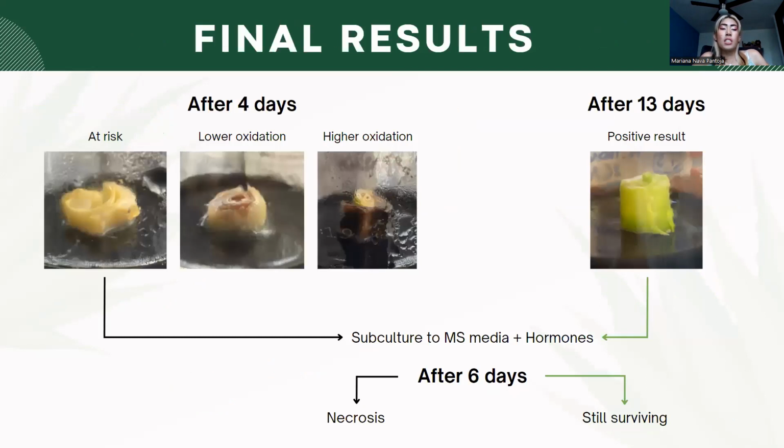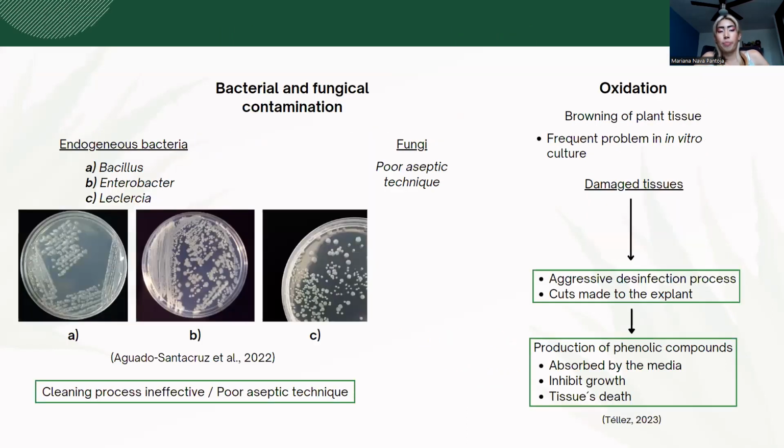So after 4 days, we decided to subculture all of the explants of the fourth methodology. And after 13 days, we also decided to subculture the only positive result that we obtained for the third methodology. So these explants were subcultivated into MS media with only hormones. But after 6 days, all of the explants we subcultured from the fourth methodology resulted in necrosis. However, the only healthy explant from the third methodology did survive.